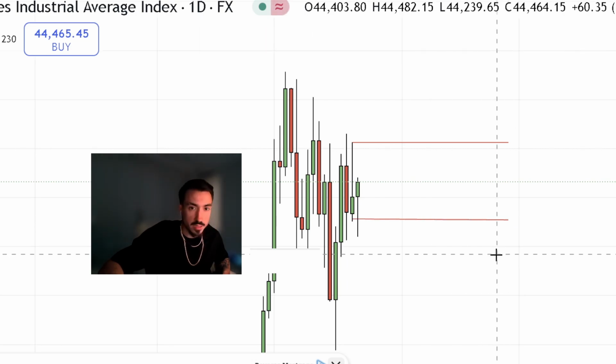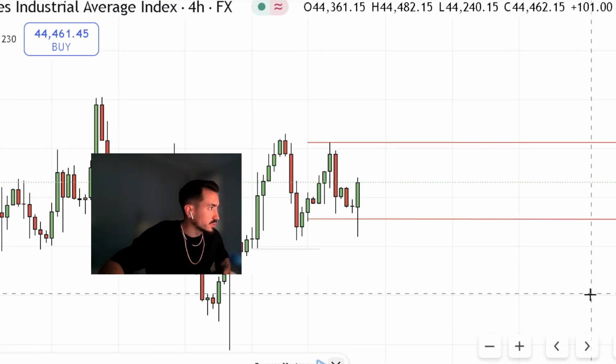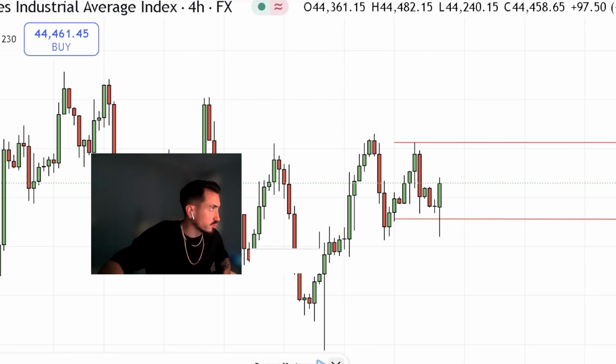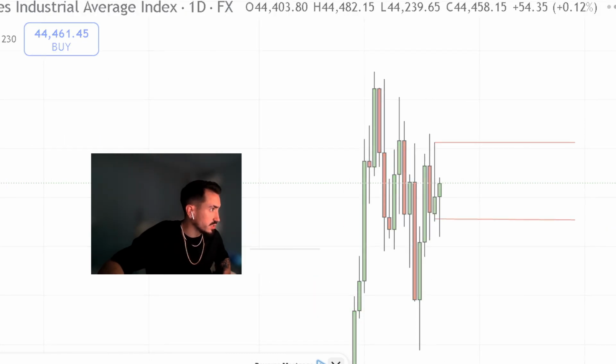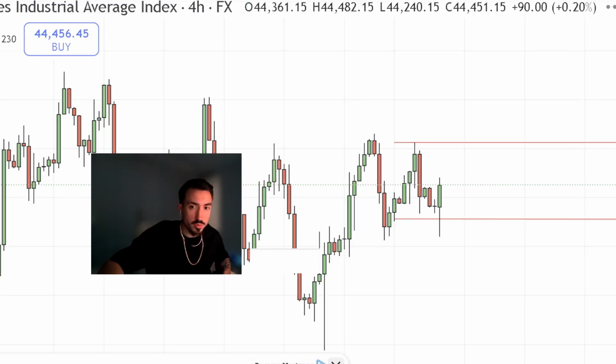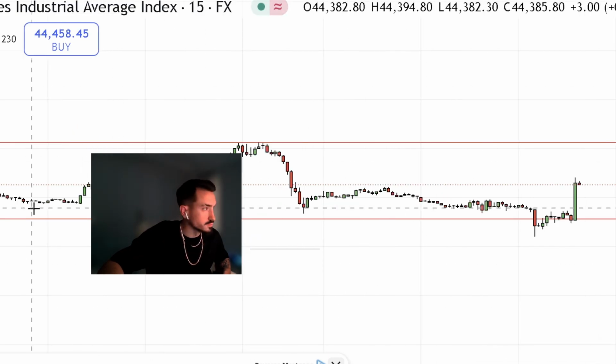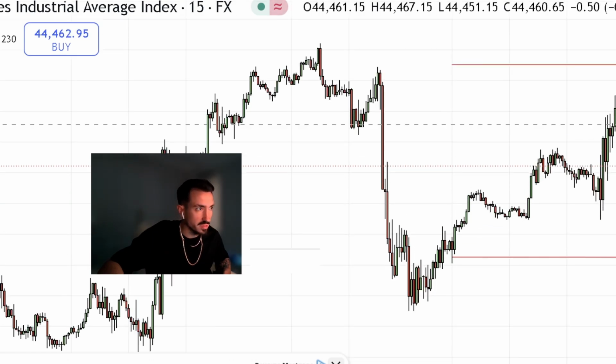That is the low and the high on the 4-hour chart. That is the low and the high on the daily chart. Daily, 4-hour. And then what we're gonna do is drop down to the 15-minute time frame.